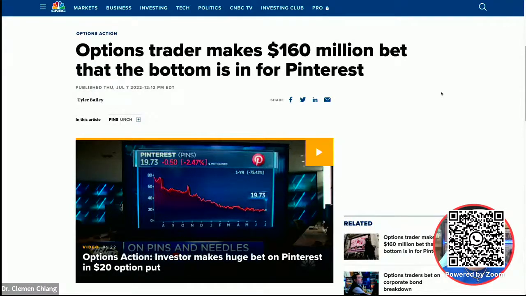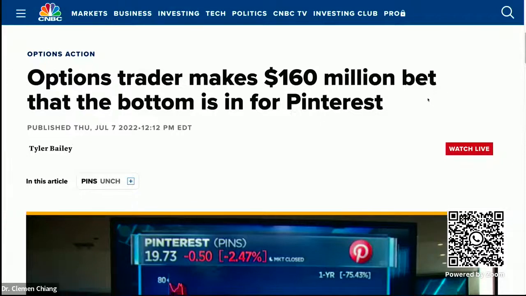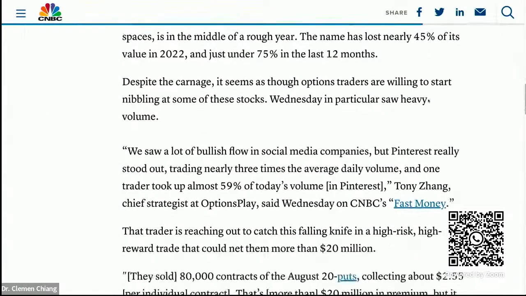It says over here, options trader makes 160 million bet that the bottom is in for Pinterest. Wow, what a big statement right here, right? And of course, when we go about reading such an article, we are packed with the data to support whatever news is out there, to make sure that what we are reading is accurate. So I'm going to go down right here and go through the key salient points.